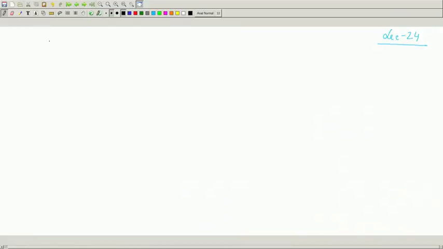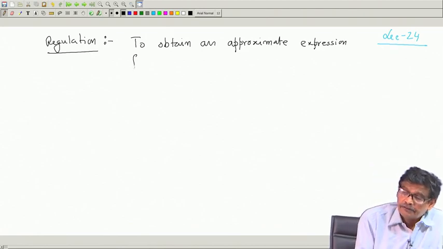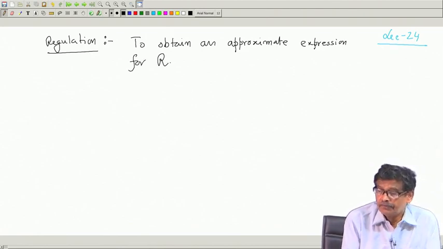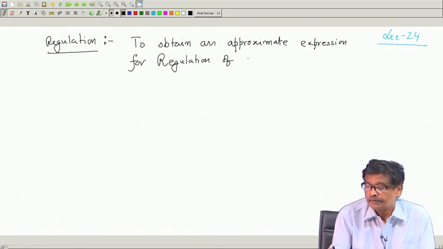Welcome to lecture 24, and we were discussing regulation. The goal of this lecture will be to obtain an approximate expression for the regulation of a transformer.